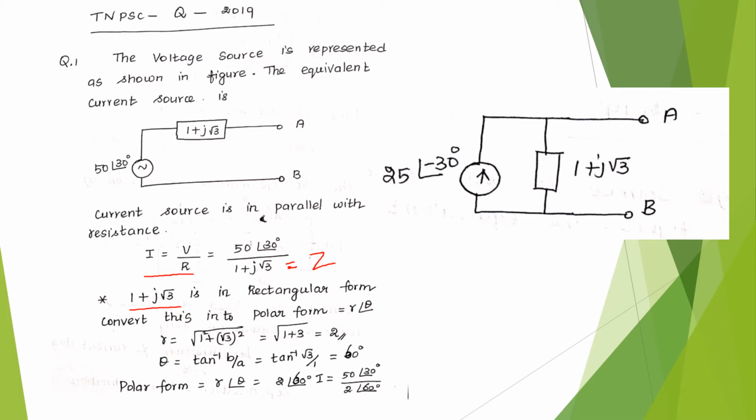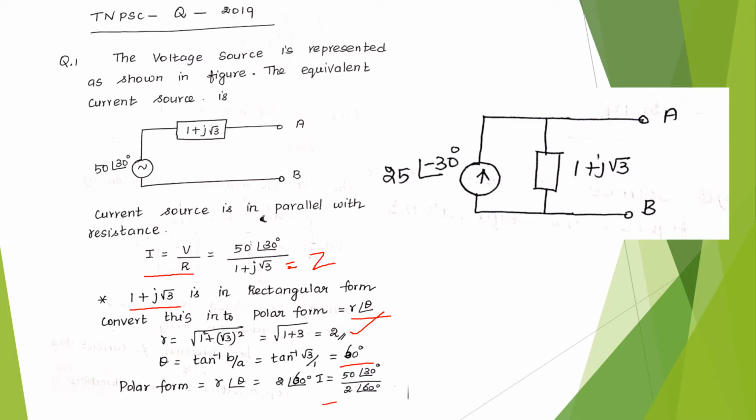So now see, 1 plus j root 3 is in rectangular form. Convert this into polar form. So it is polar form R angle theta. How to find out R? Square root of 1 square plus root 3 square, that is equal to square root of 4, that is equal to 2. Then theta is tan inverse B by A, tan inverse root 3. So it is angle 60 degree. Now we get the polar form R angle theta equal to 2 angle 60 degree.